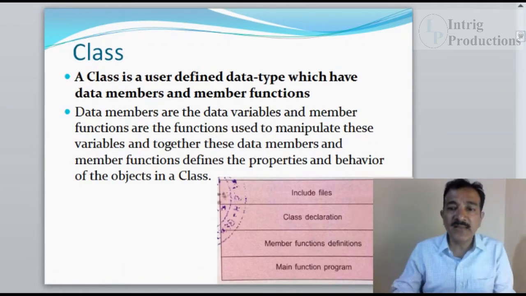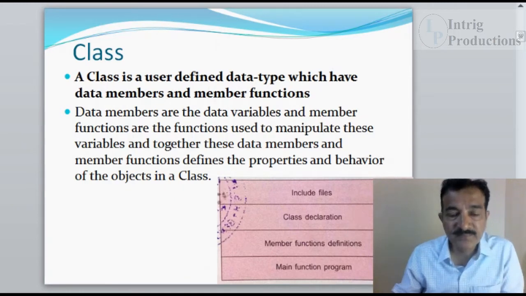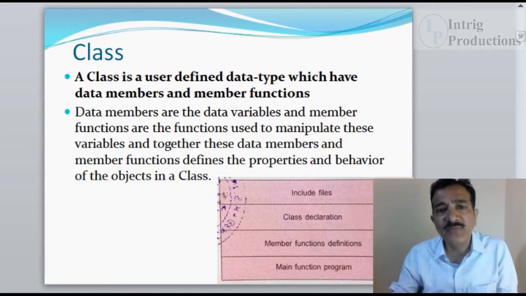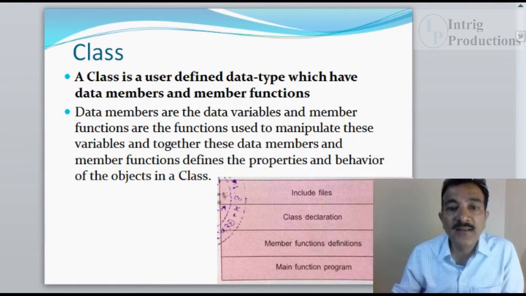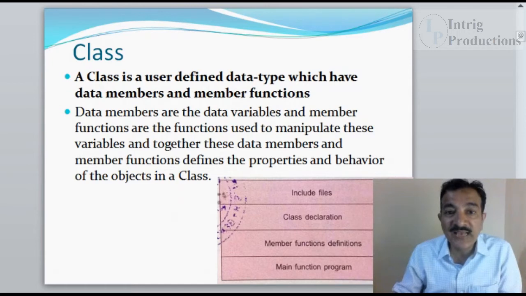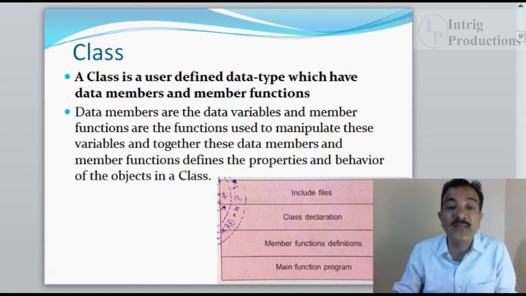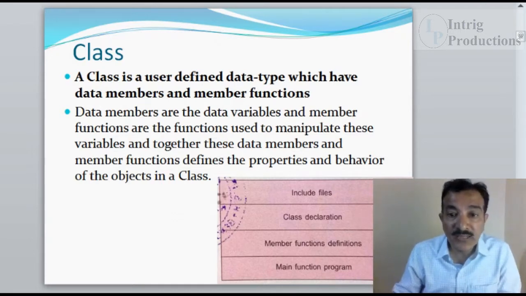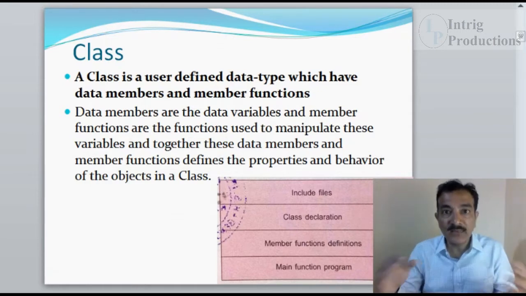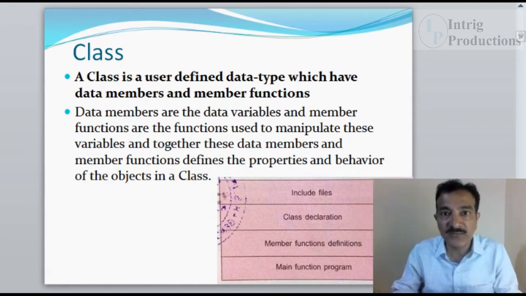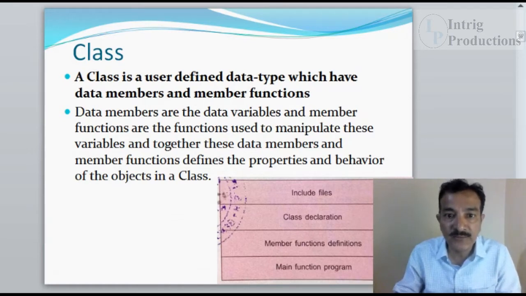So the next is a class declaration. For that, first we will understand what is a class. A class is a user-defined data type which has data members and member functions. The data members are the data variables and member functions are the functions used to manipulate these variables. Together, the data members and the member functions define the property and behavior of the object in a class. We will get into more details about the class, but I'll just make you understand a little bit about it in the next slide.